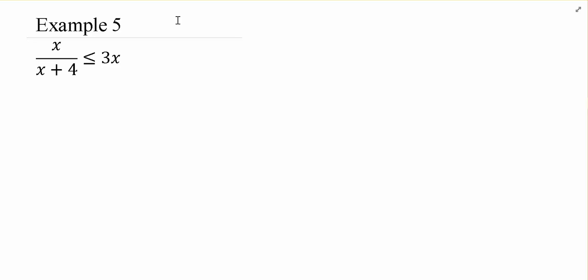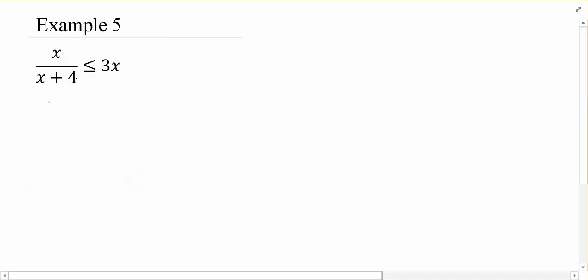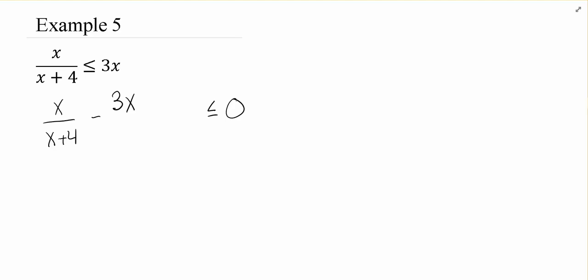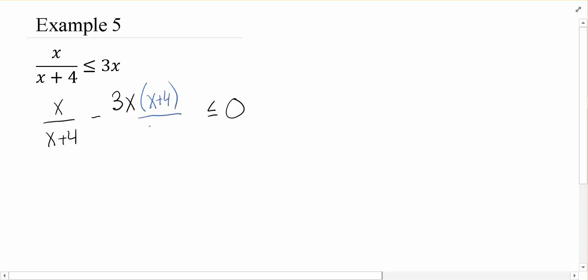So what I would do if I were you is I would rewrite this until we do have a 0 on the other side. So I would start off by subtracting the 3x to the other side. Now we also don't have a single fraction on the left-hand side, which was also necessary. So the next thing that I would do is find a common denominator. So I would multiply by x plus 4 over x plus 4.